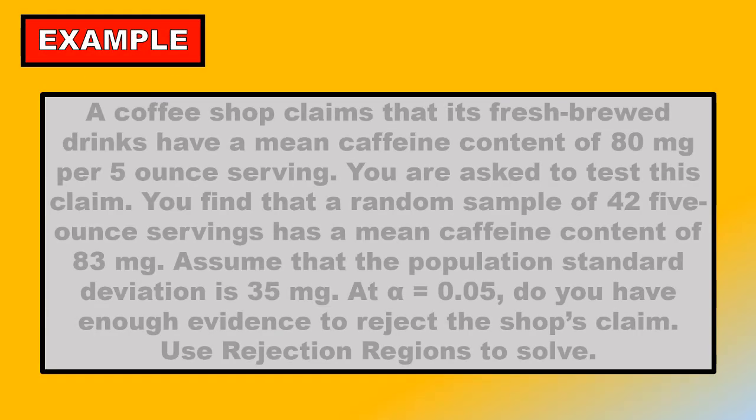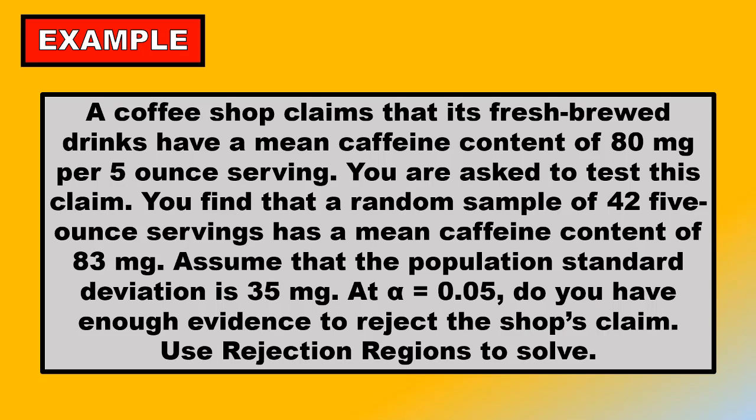So let's see how one of those is going to work. A coffee shop claims that its fresh brewed drinks have a mean caffeine content of 80 milligrams per 5-ounce serving. You are asked to test this claim. You find that a random sample of 42 5-ounce servings has a mean caffeine content of 83 milligrams. Assume that the population standard deviation is 35 milligrams. At alpha equals 0.05 level of significance, do you have enough evidence to reject the shop's claim?